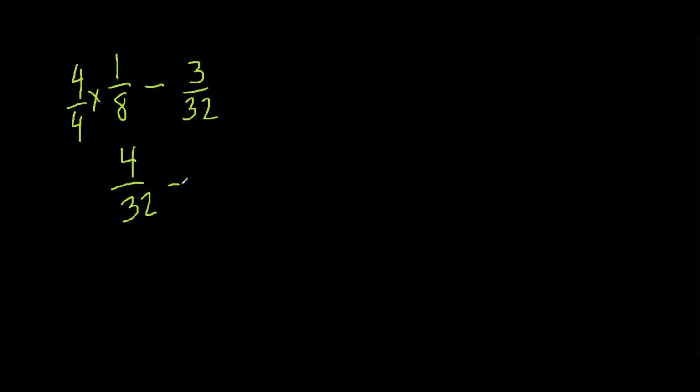I'll scroll down a little bit more. We'll look at 1/8 minus 3/32. If you recall from your multiplication and division, 32 divided by 8 is 4. So 4 over 4. 4 times 1 is 4. 4 times 8 is 32. Minus 3/32, and that equals 1/32.